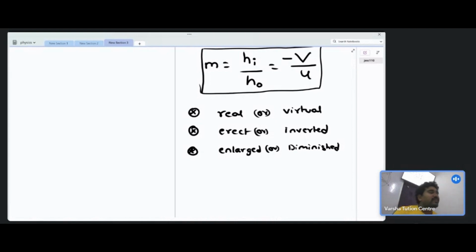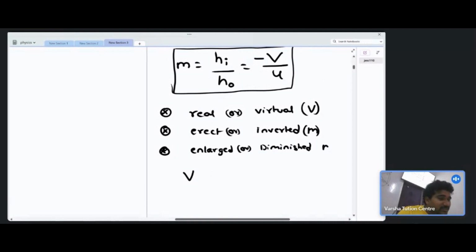Here we have the quantities which will define all these. V is there, right? We will talk about real or virtual with it. M will talk about erect or inverted. Then who will talk about enlarged or diminished? That is also M only. Clear now? Let's see now.